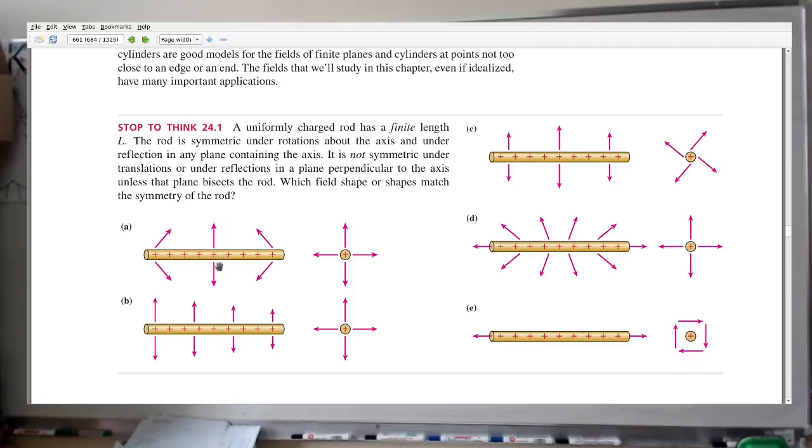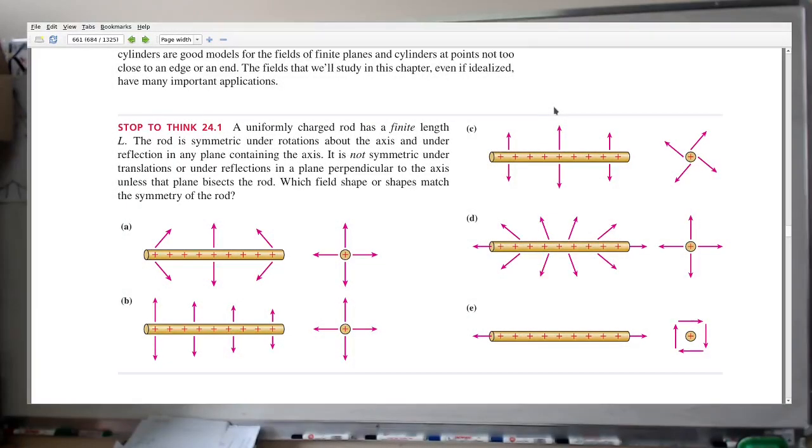Okay, so you don't have translational symmetry, but it is rotationally symmetric, and it is reflectionally symmetric with respect to planes passing through the axis. It's also reflectionally symmetric with respect to the plane that bisects the rod, passing through its center perpendicular to the rod. For any other plane, it's not going to be reflectionally symmetric. Like if you have a plane that's passing through here, left is not the same as right because it's a finite rod. Now the question is, which field shape or shapes match the symmetry of the rod?